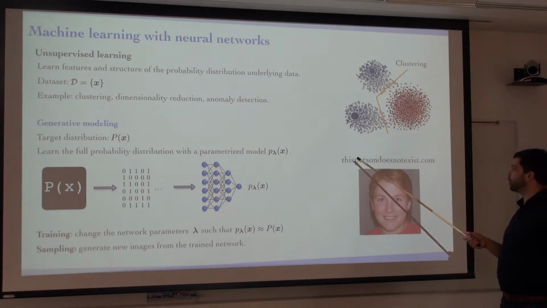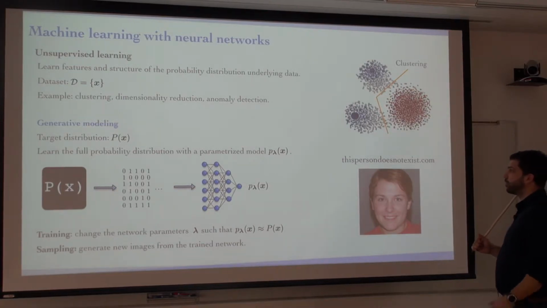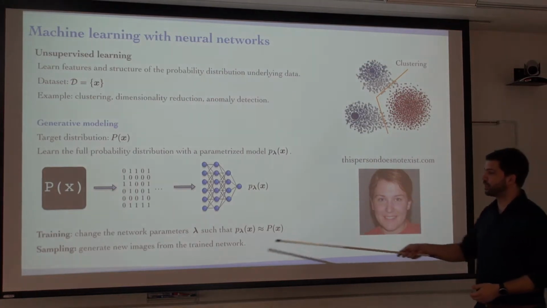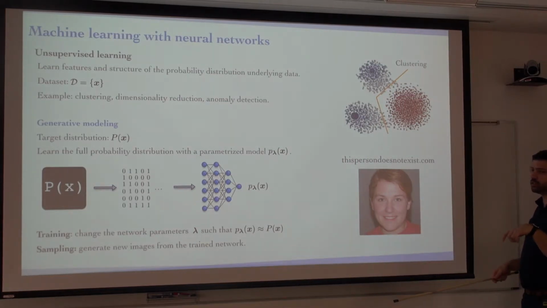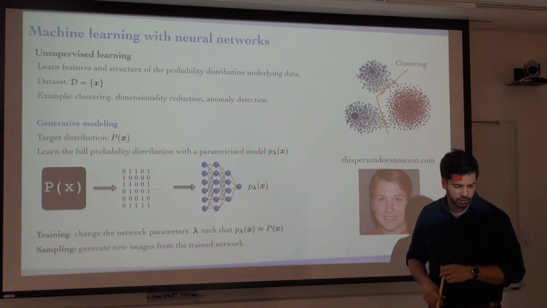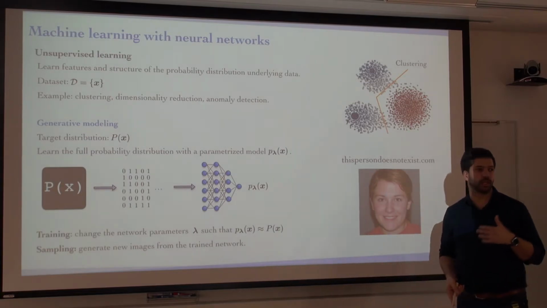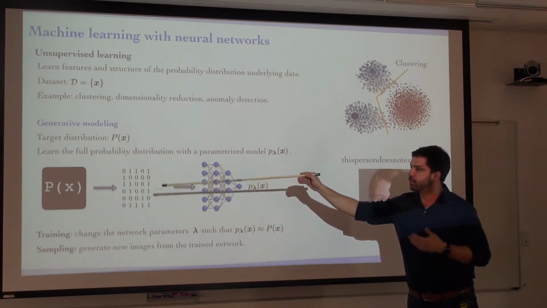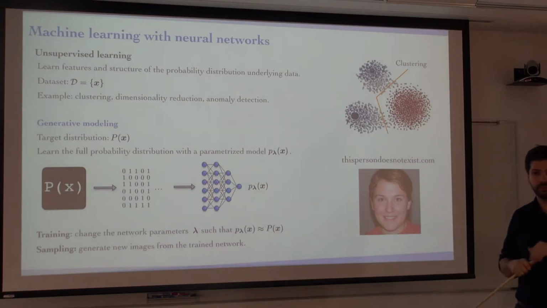And if you go to thispersondoesnotexist.com, this is a generative adversarial network, called a GAN, trained on images, and after you train, you can sample, which means you can generate new faces in this case. If you refresh the page, it's just going to keep printing faces of people that do not exist, essentially. So that's why it's called generative modeling. It allows you to generate and sample new states that may or may not have been in the training data set. Okay?